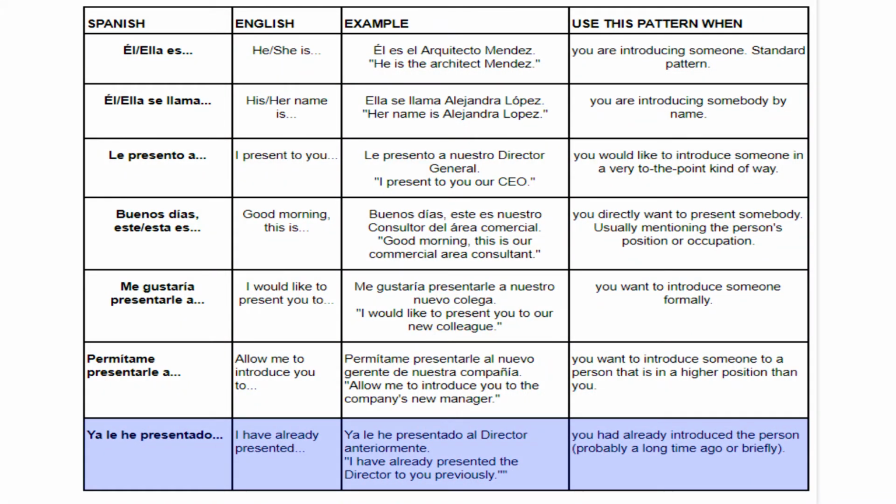Now, if you wanted to establish that you introduced someone already, probably a long time ago or just briefly, you would say something along the lines of, I have already presented. So, ya le he presentado. Por ejemplo, I have already presented the director to you previously. Ya le he presentado al director anteriormente.